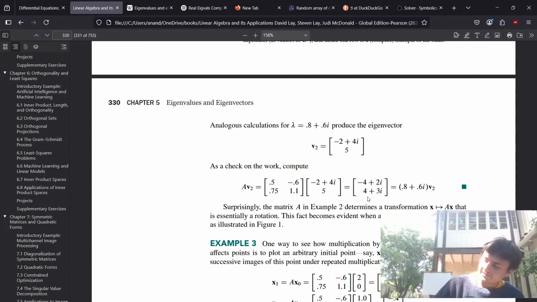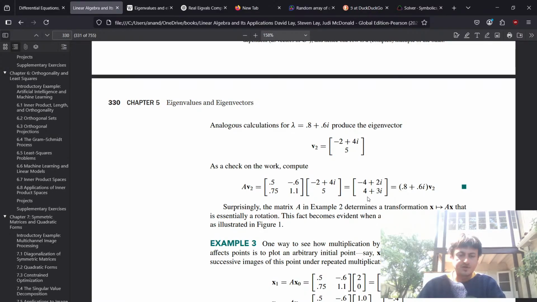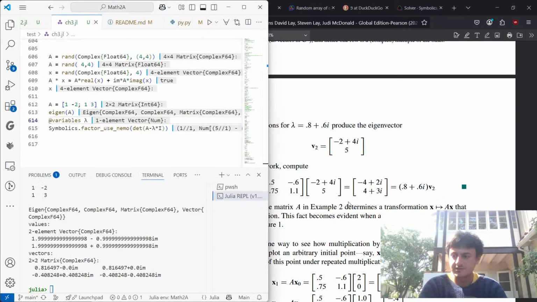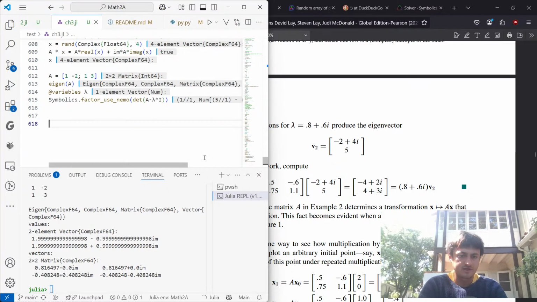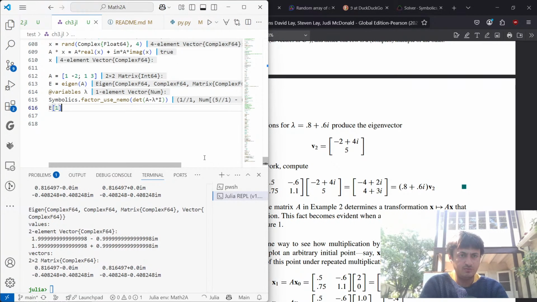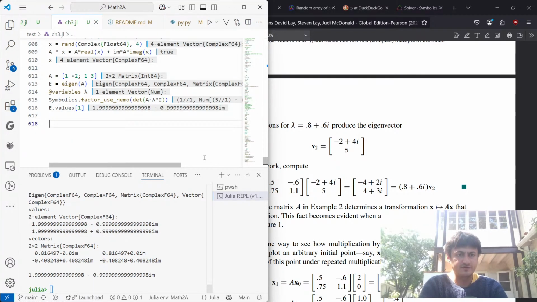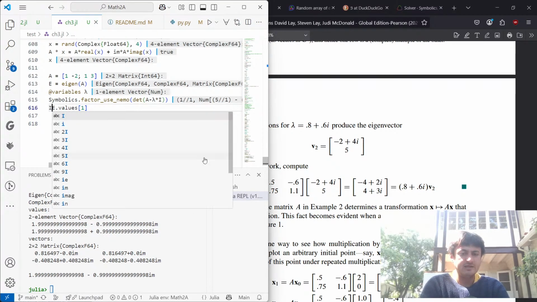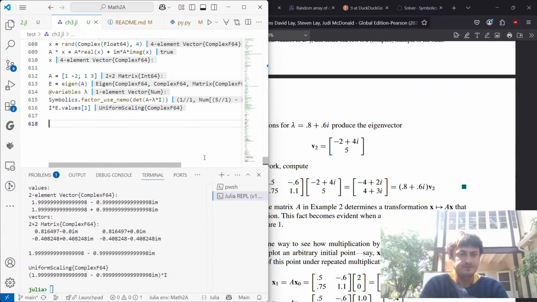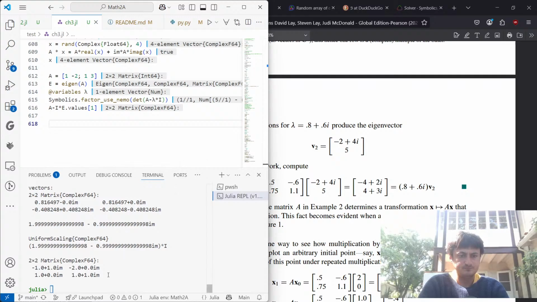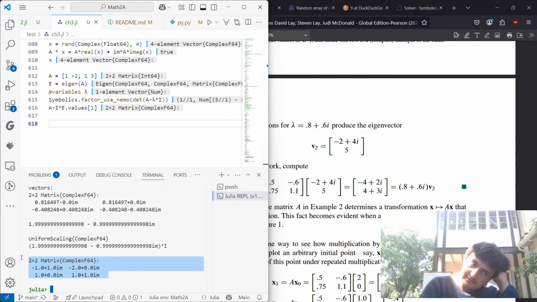It amounts to finding the null space of, so if we took A, wait, so let's just say one of our eigenvalues is, well, let's just do this. We have them right here. So if eigenvalues 1 is the first eigenvalue, if we did I times this, and then we did A minus, okay, we would get this matrix.